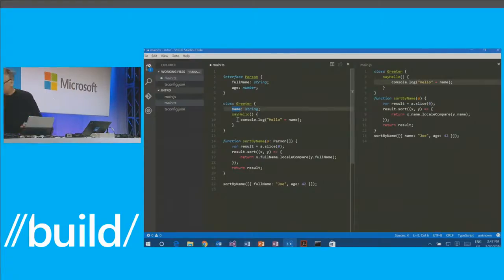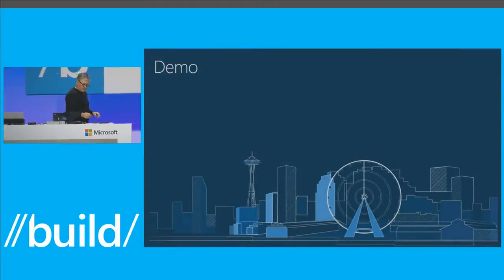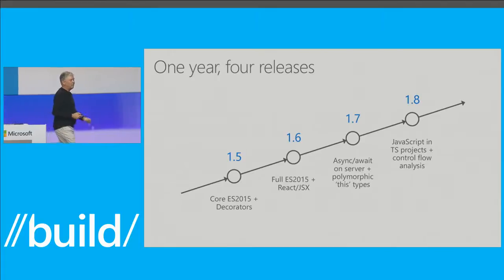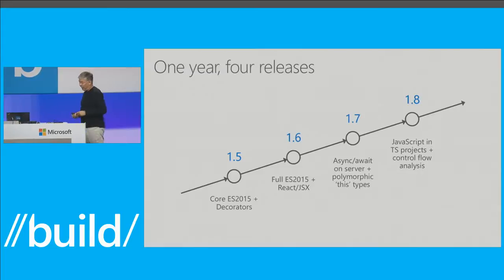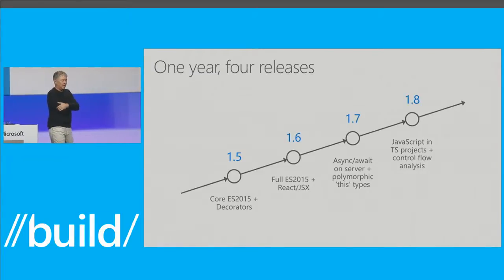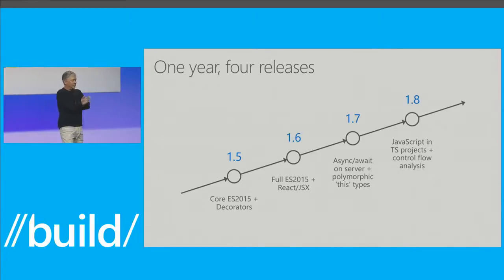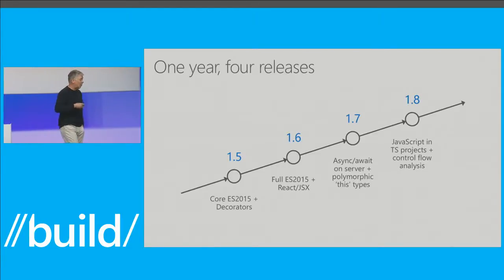Let me try to go back to the slides. And let's talk a little bit about where we are right now. So in the last year, we have released 4 versions of TypeScript. The team works really fast. We tend to be on a 3 to 4 month cadence. So since the last build, we've released 1.5, where we did the core features of ECMAScript 2015. Then 1.6 did the rest of ECMAScript 2015. Plus, we added support for React and JSX, and I'll show you that.